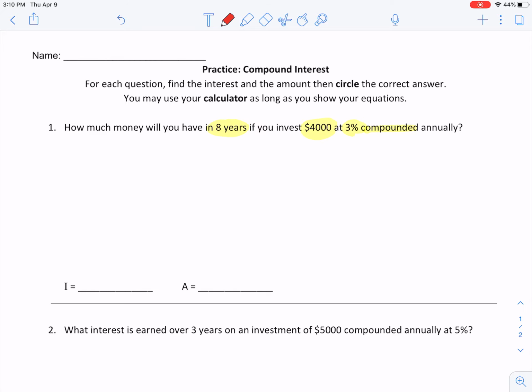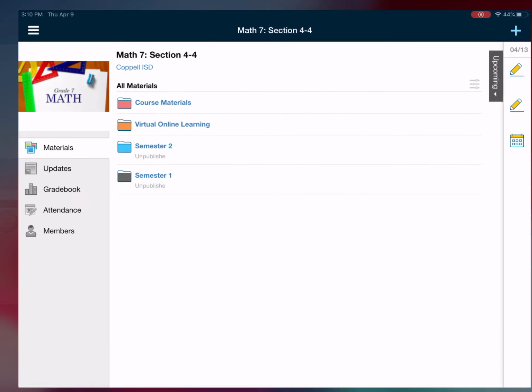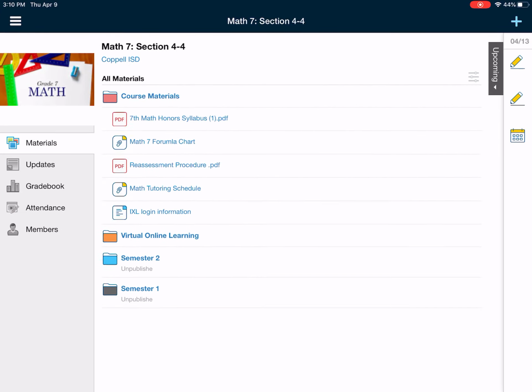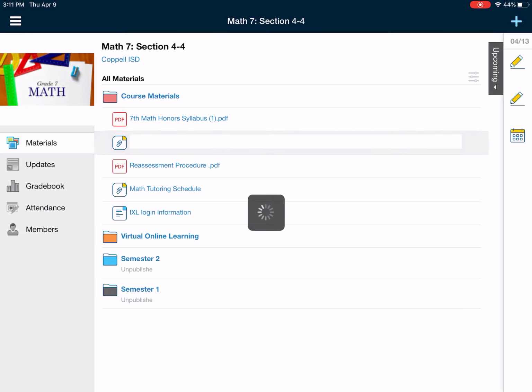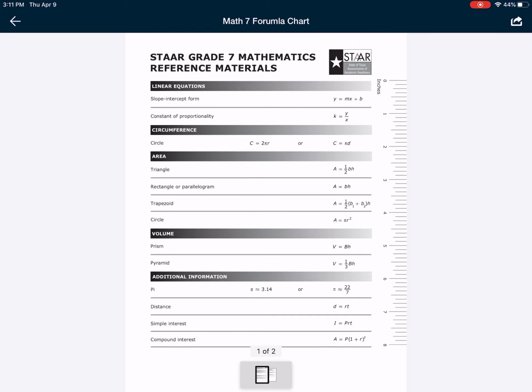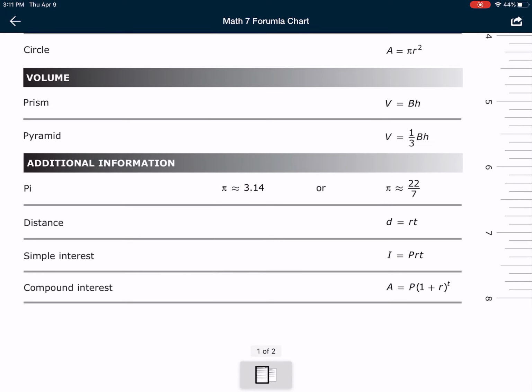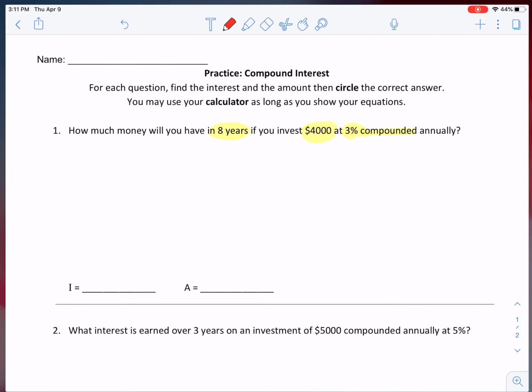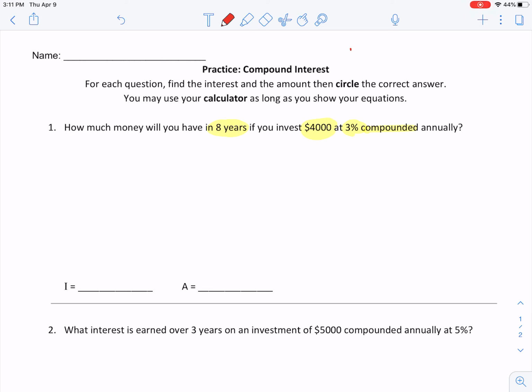Now we need to figure out the compound interest formula. If you go into your Schoology folder and go through your course materials, you can see your Math 7 formula chart. And you see that the compound interest is right below additional information. It's the last one. So it's A equals big P parentheses 1 plus R close parentheses to the T power. If you write it at the top, that can help you so that you don't have to go back and forth.